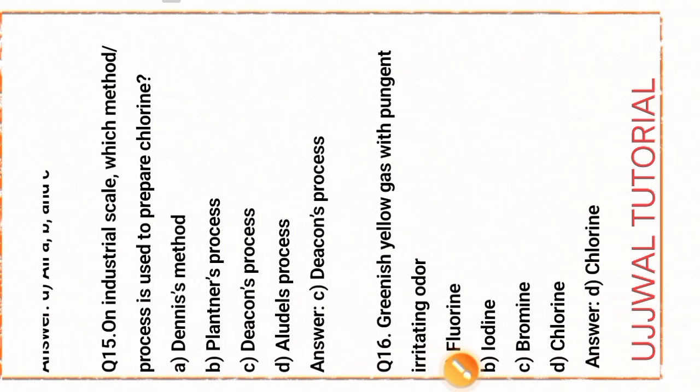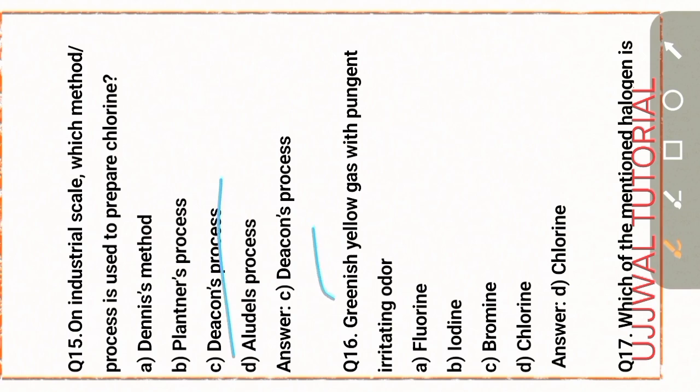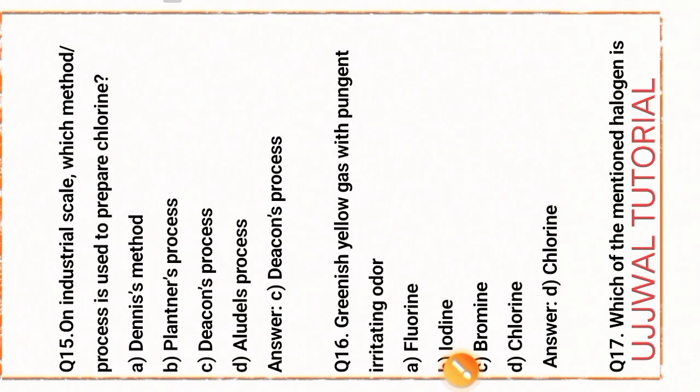Next, question number 15. On an industrial scale, which method or process is used to prepare chlorine? Option C, that is Deacon's process. Okay, next question number 16.